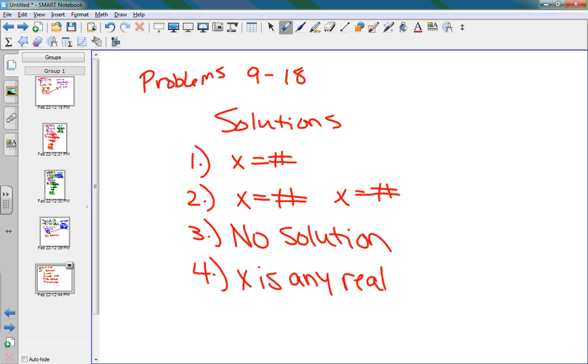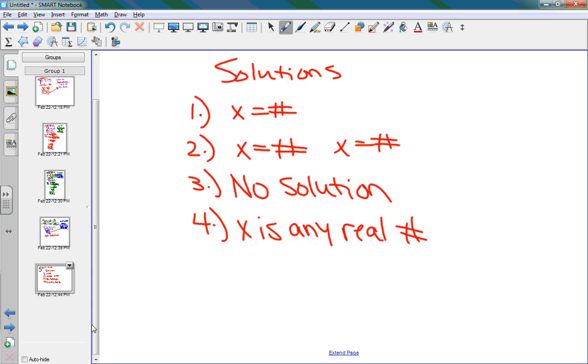What does that mean? This means you get a true statement, meaning 10 equals 10, x equals x, 5 is equal to 5. Those are all true statements, which means can you argue with that fact that 10 equals 10? So since you can't argue with the fact that it's true, that means that it doesn't matter what x is, that x is any real number. Do we all understand why I have that?